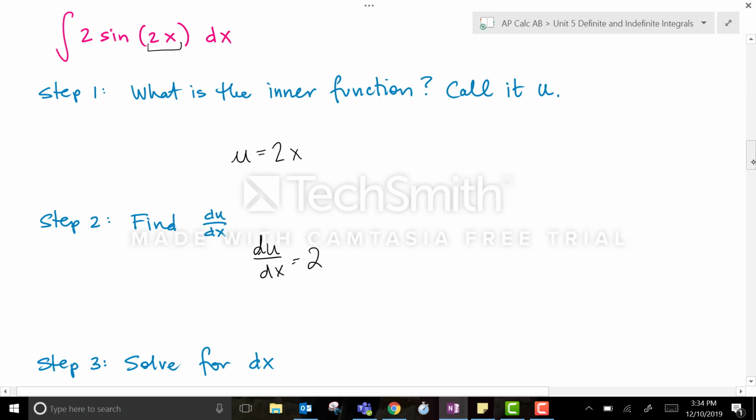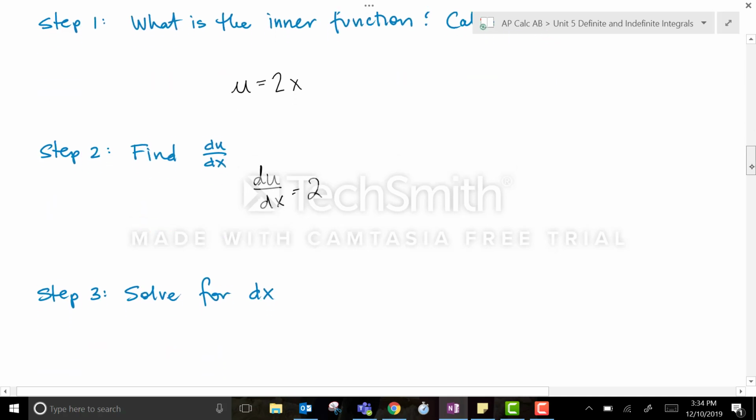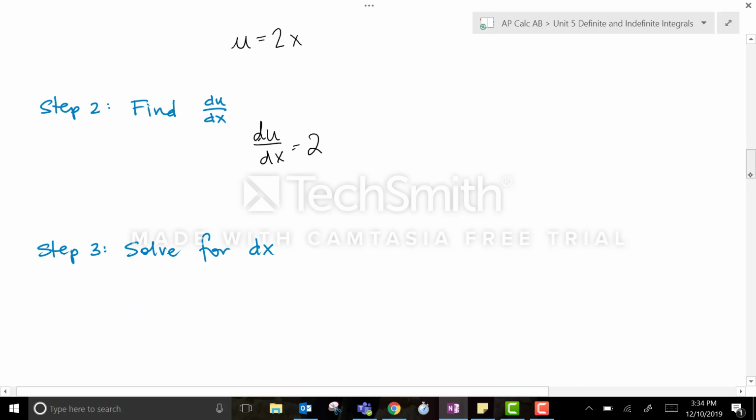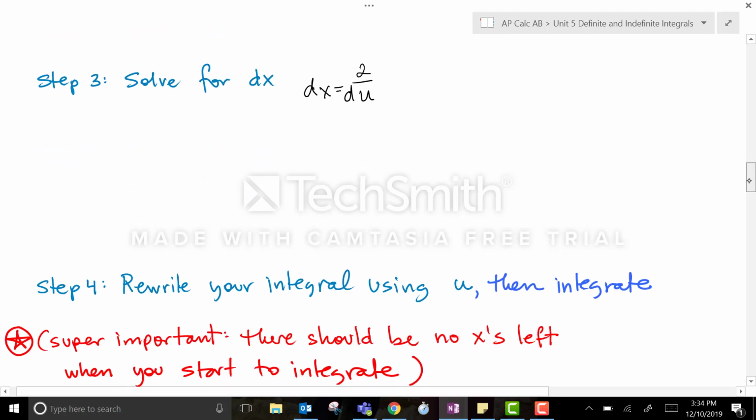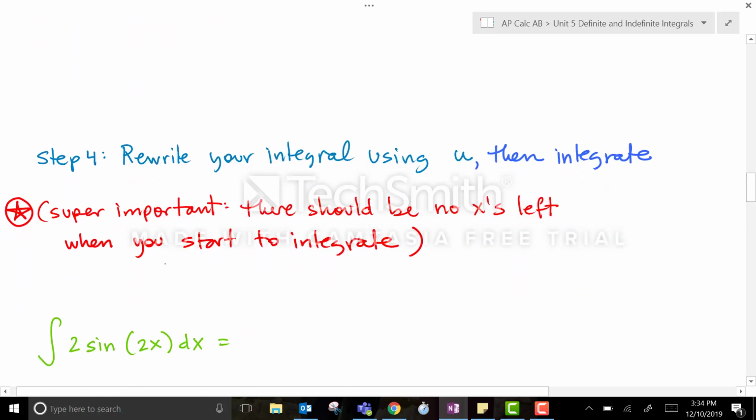Let's work backwards, because in my function I have dx, not du. So I'm going to work backwards and solve for dx. My first step is to multiply both sides by dx and divide by 2. So I get dx equals du over 2. Now I'm going to rewrite my integral using u, and it's super important that there should be no x's left when I start to integrate. I'm doing everything now in terms of u.